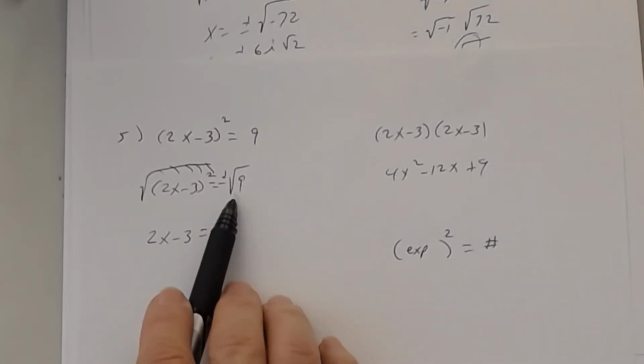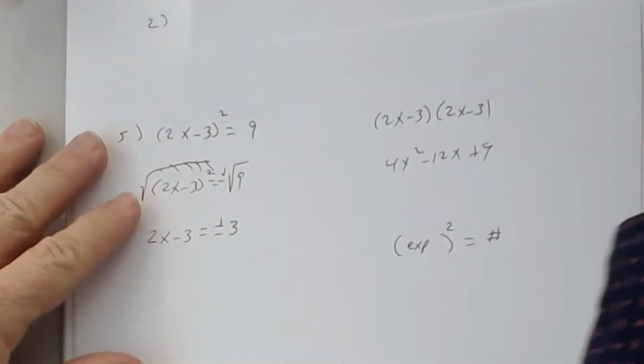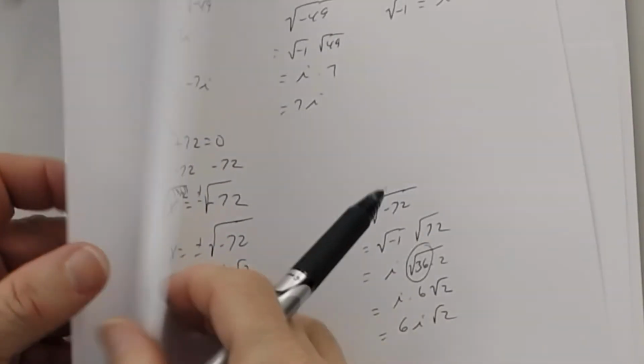Okay, now what I want you to recognize is this. 9 was a perfect square. I ended up with plus or minus 3, right? Okay, so when we did this one here, this right here, let me go to a different one.